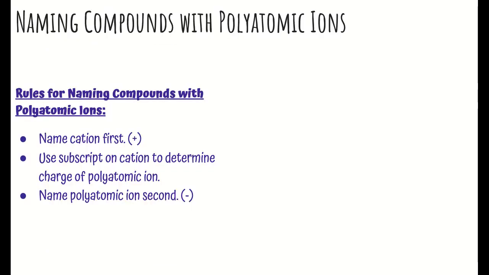For naming compounds with polyatomic ions, and I promise we're almost done, there are some rules. We're still talking about an ionic bond, so we name the cation first. Whichever one is the metal, your positive ion, goes first. You use the subscript on the cation to determine the charge of the polyatomic ion. I know that sounds a little strange. Then we name the polyatomic ion second.